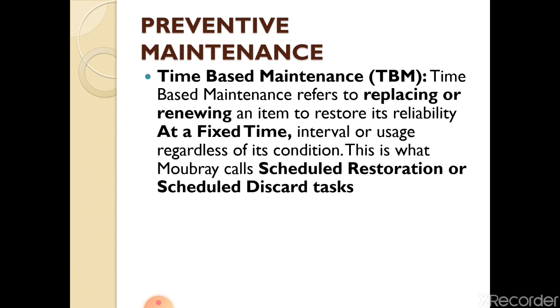Now let us discuss. There are 5 types of maintenance under preventive maintenance. The first one is time based maintenance. Time based maintenance refers to replacing or renewing an item to restore its reliability at a fixed time interval or usage. As I told you, at a fixed time the inspections and maintenance are done at regular intervals, or based on the usage, regardless of its condition. This is what Mowbray called scheduled restorations or scheduled discard tasks.